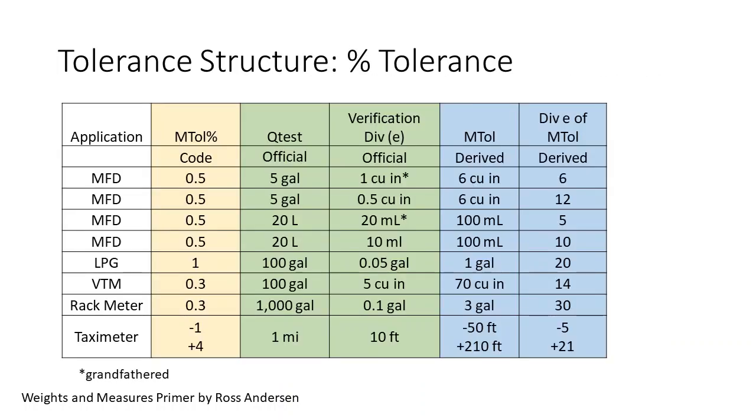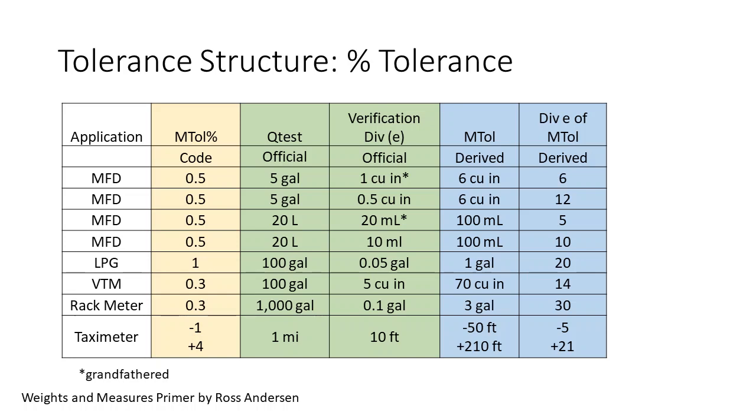Here are some instruments where we express E as resolution of error and prescribe tolerance in percentage. The percent tolerance comes from the handbook code in yellow. The official selects the test quantity in the verification scale division E in the choice of the reference in green. From these three values, the official can derive in blue the tolerance and the number of divisions of maintenance tolerance, both relating to E. In the last column, you don't see any case with less than 5 divisions E of tolerance. The chosen resolution comes down largely from past practice and some common sense.